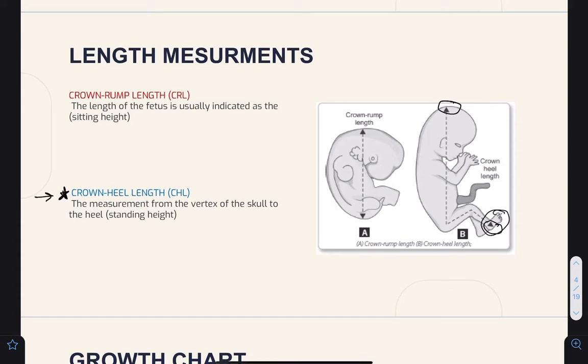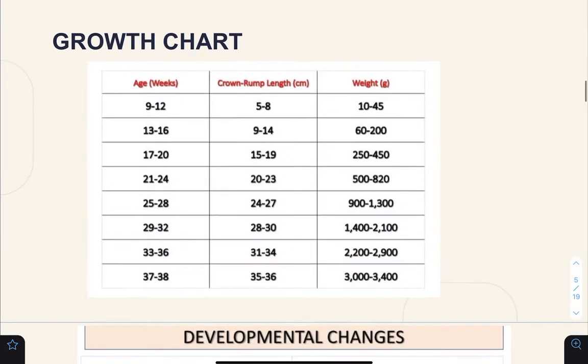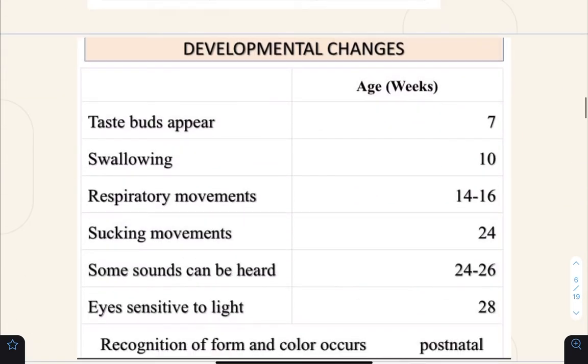اللي بنستخدمه من البداية إلى النهاية أو most of the time is the crown rump length, and it's also known as the sitting height. اللي ينقيس من هنا إلى هنا. It's more accurate. بهذا الجدول يوضح الأرقام الطبيعية based on age, crown rump length and weight. Now let's start with the developmental changes. It's a very high yield slide.